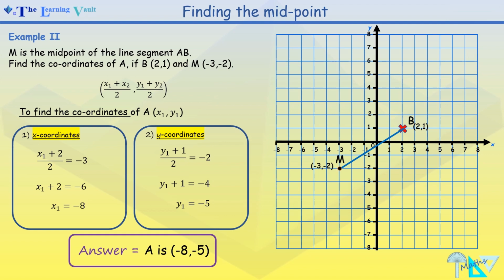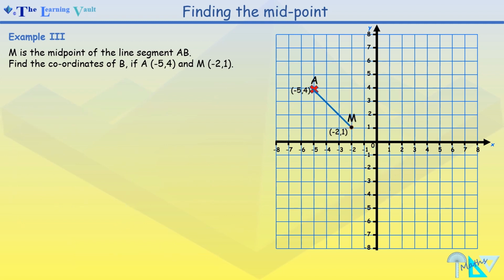Now, still on example 2. From the diagram, let's see how many moves we make vertically and horizontally to point M from point B. It takes 3 moves down, that's why it's presented with a negative 3, and 5 moves to the left to get to point M. Therefore, we're going to take the same move to find point A. So we take another 3 moves down and 5 moves to the left, and we'll see that the coordinates of point A are negative 8 and negative 5.